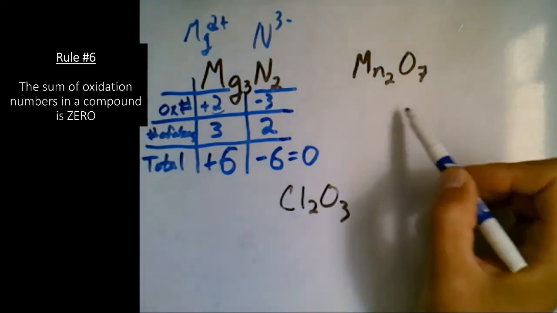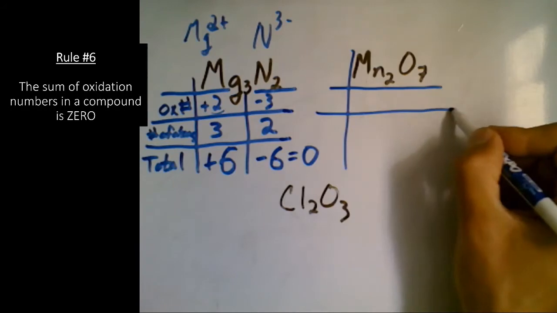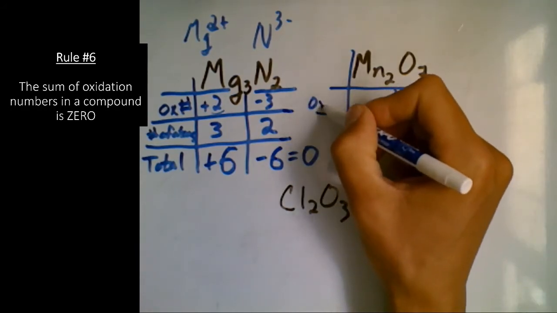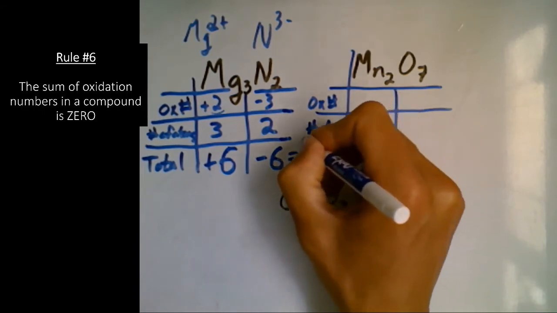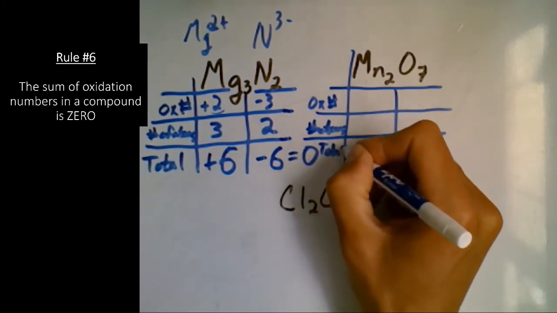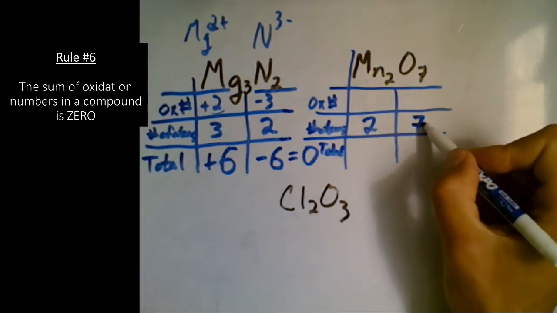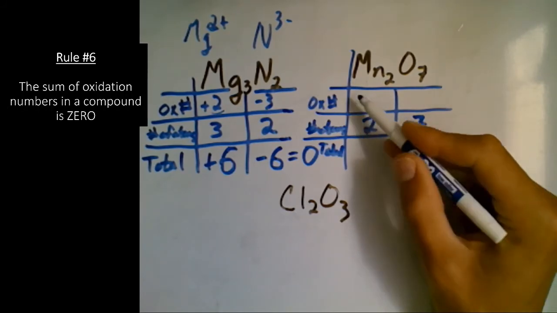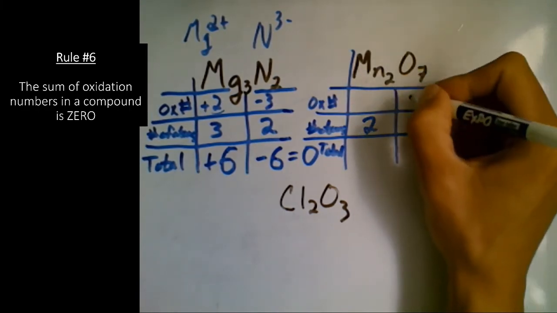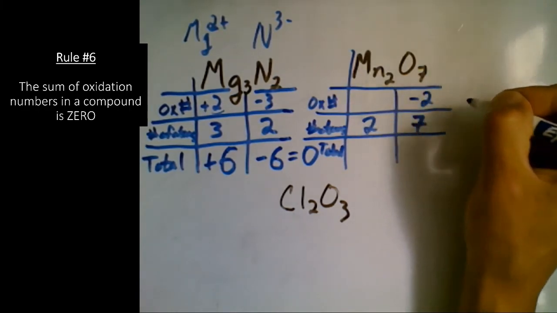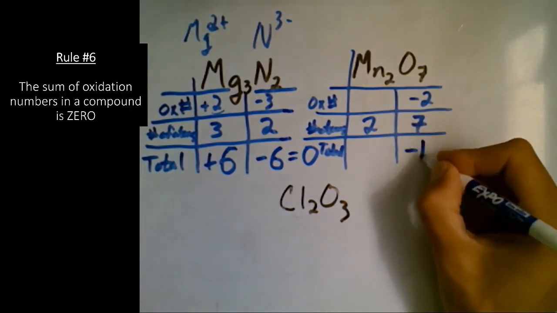So we can do the same to figure out other substances. We can take a look at the oxidation number, we can look at the number of atoms, and we can look at a total, and we can figure out what's going on. So there are 2 manganese atoms and 7 oxygen atoms. And we don't necessarily know manganese because it can take all kinds of oxidation numbers. But we do know oxygen is going to have a -2. And so that's going to give us a total of -14.